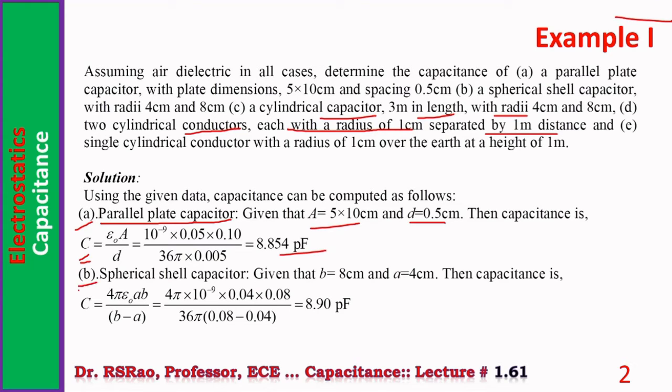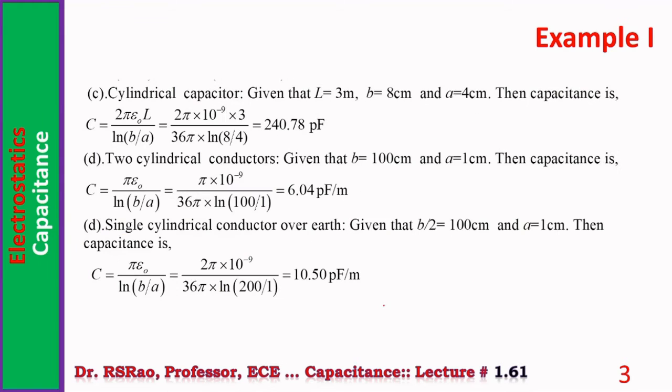B. Spherical shell capacitor. b is given 8 cm, a is 4 cm. Capacitance of the spherical capacitor is 4 pi epsilon a b by b minus a. Epsilon is epsilon naught, a, b are available. Substitution results in C being equal to 8.90 picofarad.